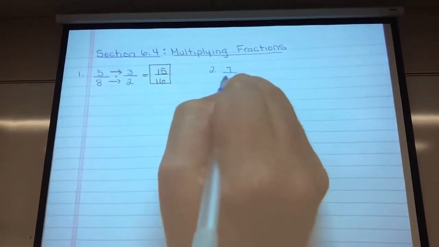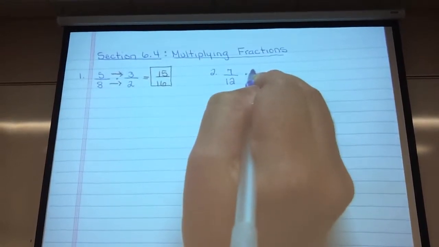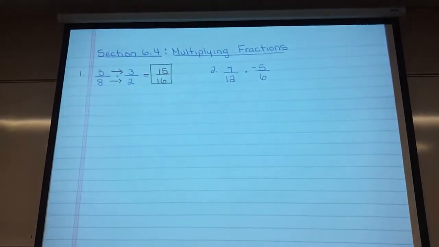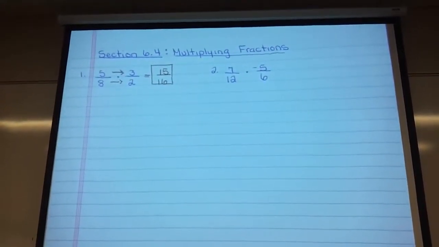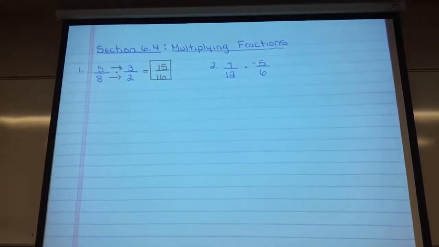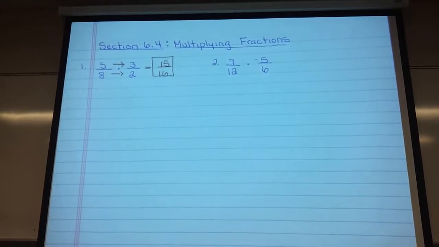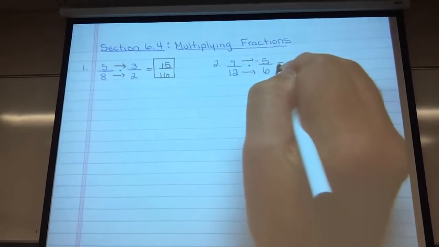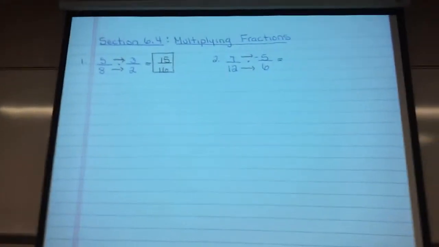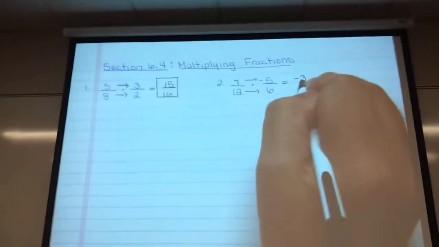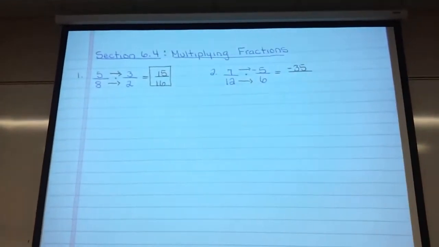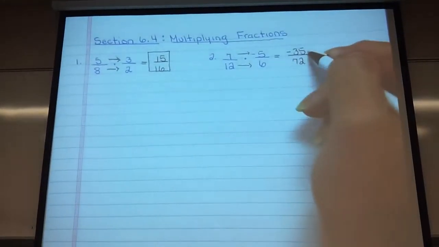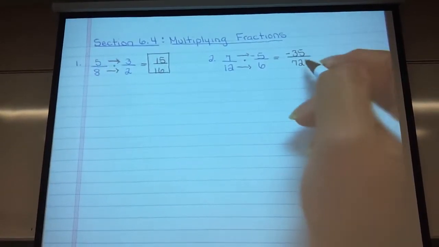Okay, let's say I had 7/12 times -5/6. Again, I'm just putting that negative on top. It could go on top, it could go on bottom, or it could go in the middle. And again, you want to go straight across. So what would 7 times -5 give you? -35. Over 12 times 6, 72. Again, the only numbers that can go into 35 are 7 and 5, but they can't go into 72.